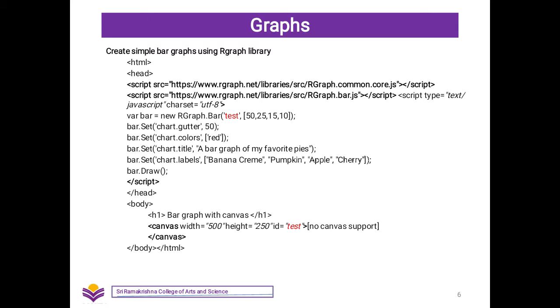Maximum scale for y-axis is 50. Title and x-axis labels are specified. Color is set as red. After setting all these parameters, draw the bar graph using bar.draw method.